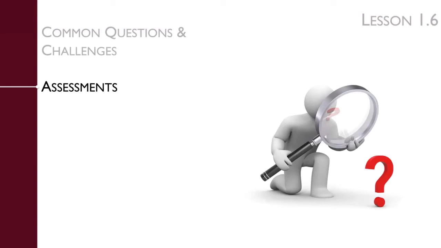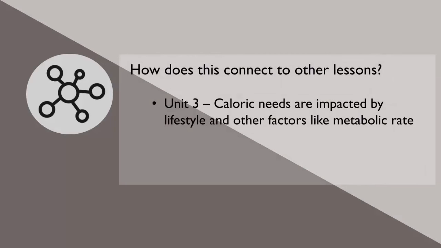At the end of this lesson, students should be able to make predictions about nutritional needs, give an example of a diet high in calories and low in nutrients, and recognize how caloric needs are impacted by lifestyle. The idea that caloric needs are impacted by lifestyle and other factors comes up again when we discuss metabolic rate in Unit 3. Students will see how some of these factors can be changed to adjust caloric needs, like physical activity, or others can't, like age.